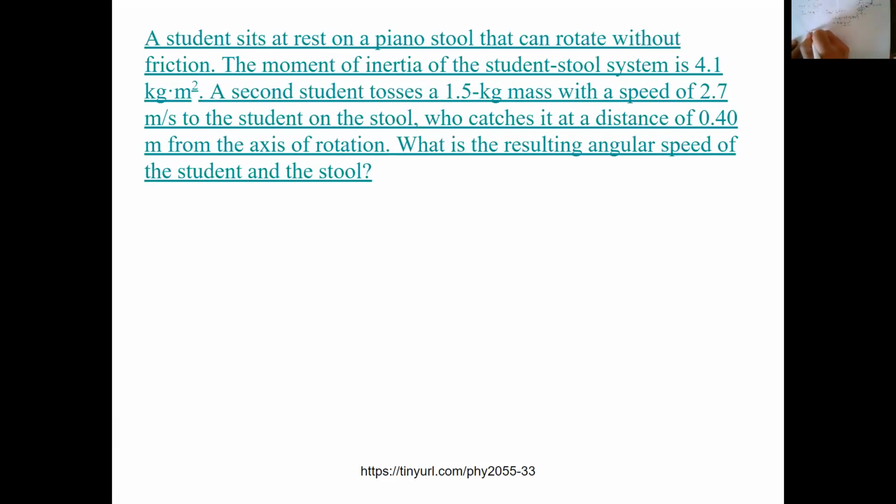Your omega will be rmv divided by the moment of inertia for the student-stool plus the point mass. So 0.4 meters times 1.5 kilograms times the speed 2.7, divided by 4.34 kilogram meter squared. This will give you your final angular speed as 0.37 radians per second.